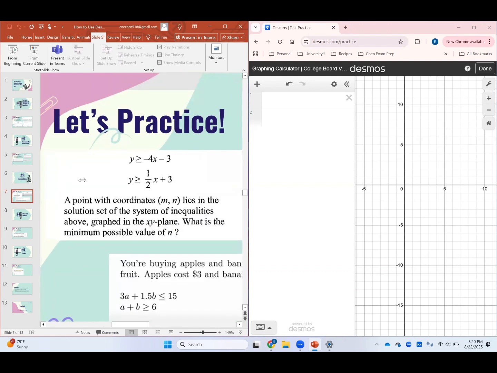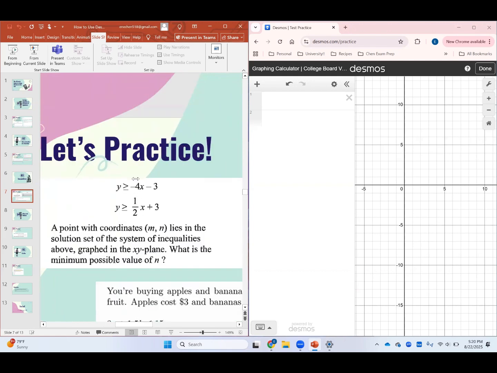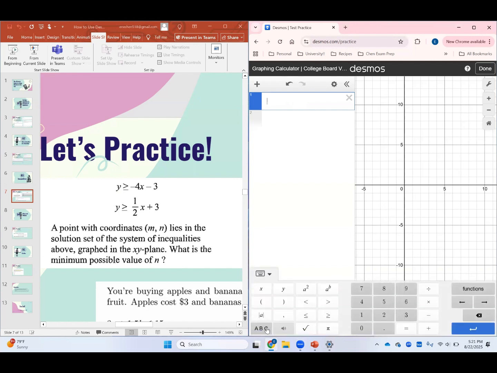Our first question, they give you 2 different inequalities, and they're saying a point with coordinates (m, n) lies in the solution set of the system of inequalities above, graphed in the xy plane. What is the minimum possible value of n? Okay, so here, one thing that Desmos makes really easy is you can just put in any inequality and it'll graph it out for you.